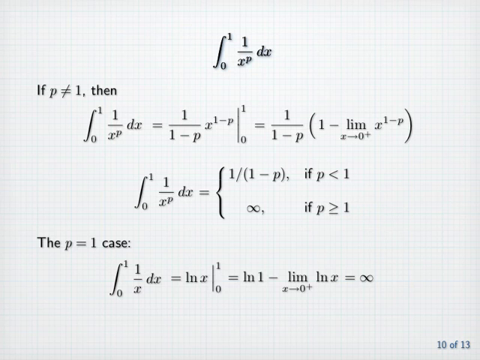Now notice that this is just the opposite of what happened with the integral from 1 to infinity of 1 over x to the p dx, which diverged when p was less than or equal to 1 and converged when p was greater than 1. But in both cases, we have divergence when p is equal to 1.